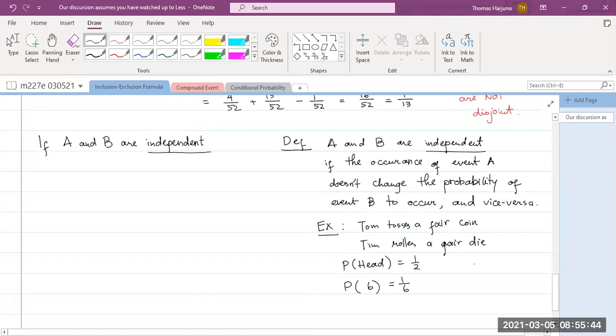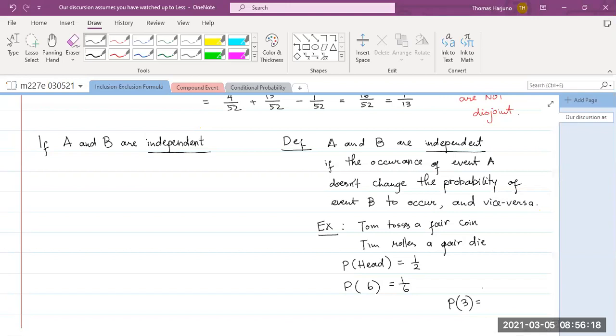I toss the coin and he rolls the die at the same time, okay, does the outcome of my coin have something to do with his die? You know, there's no such thing. So in other words, when I ask you what is the probability Tim actually rolls a 3, you don't need to ask me first, Thomas, what he got. Actually, it doesn't matter, right?